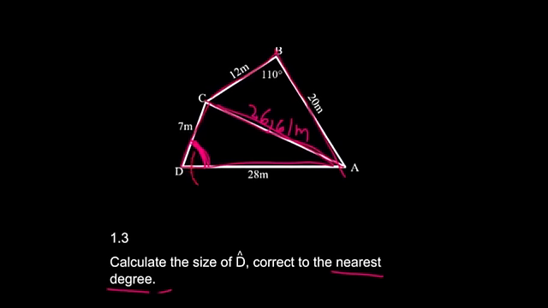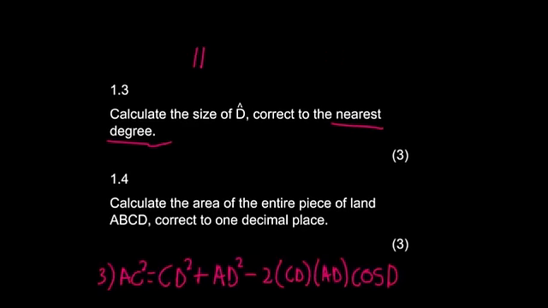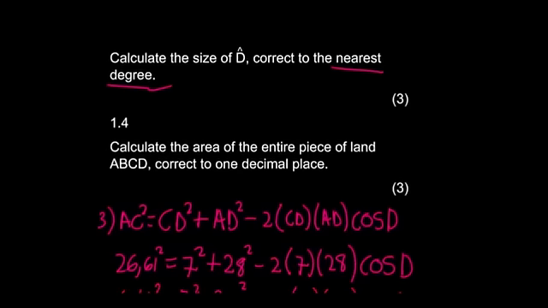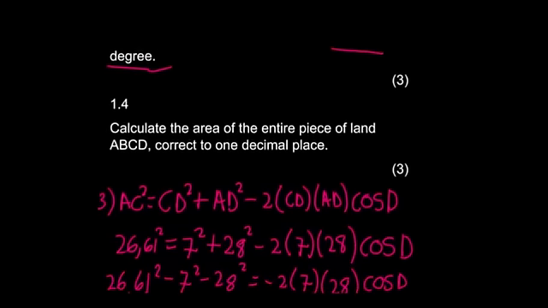Let's write that in there. It always helps to write the stuff in so you know what you've worked out. So what does 1.4 say? Calculate the area now of the entire piece of land ABCD correct to 1 decimal place.